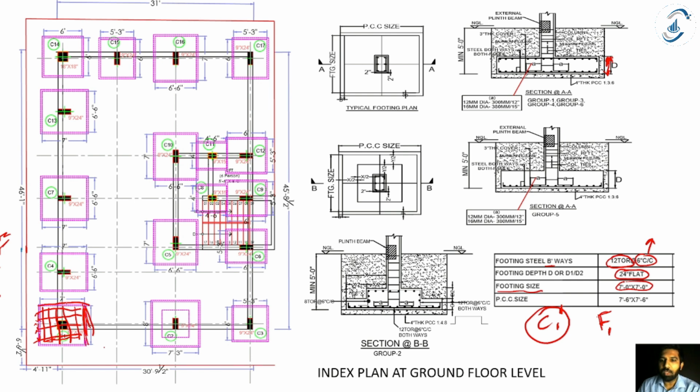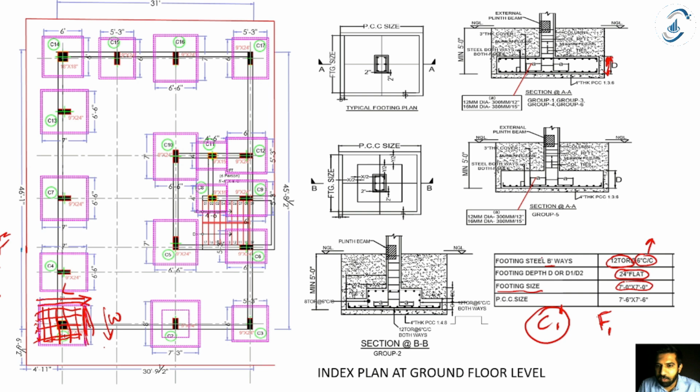So what do we need to see in the foundation drawings? First things first, we need to see the length of my foundation, the width of my foundation, the depth of my foundation, and the rebar details. That is, what diameter bar is used in that foundation, and what is the spacing between the rebars. In some drawings, along the length you may have a different dia bar and the spacing might also be different, and along the width also you might have a different dia bar along with different spacing.